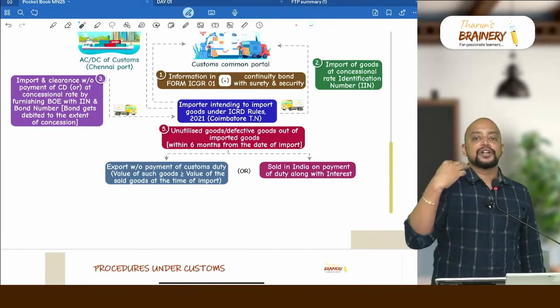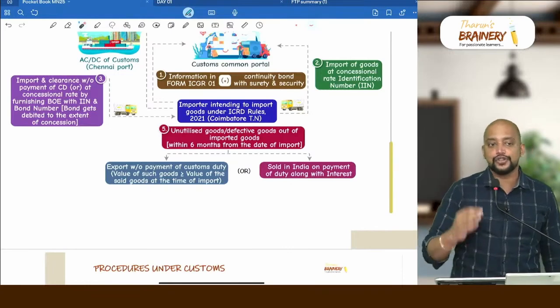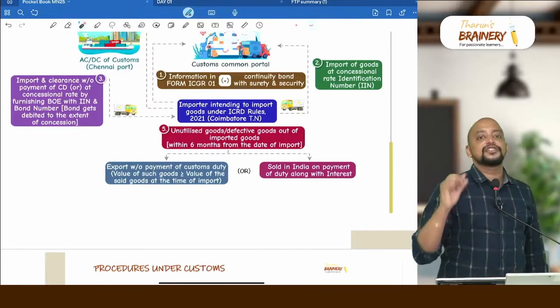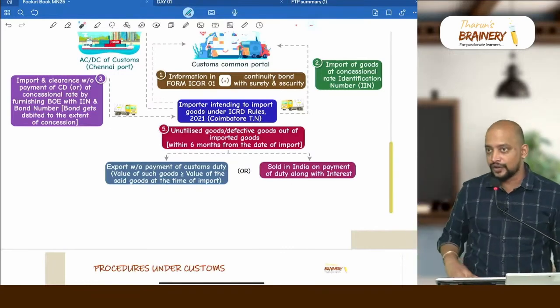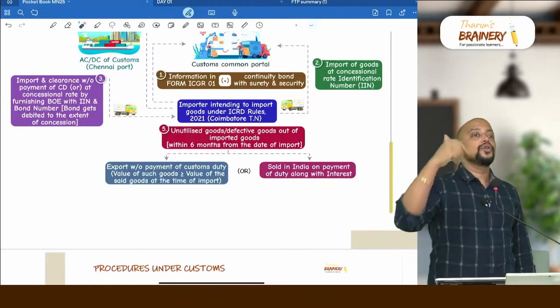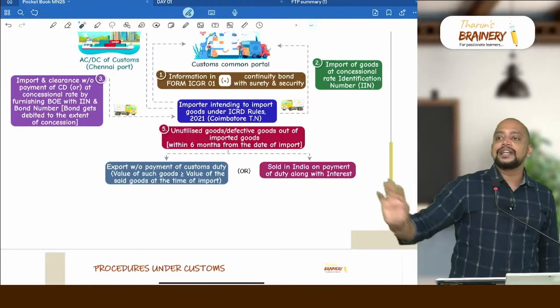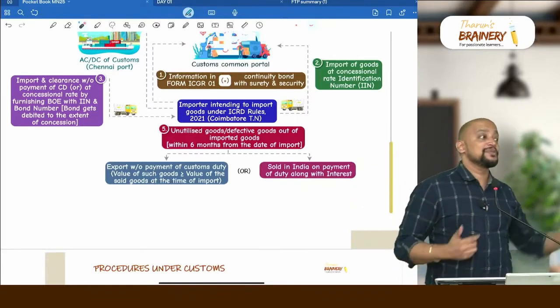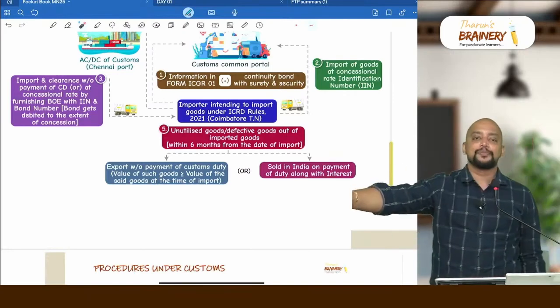Either it should be exported at the same rate or at a higher rate, but it should not be exported at a lower rate. Means there should not be any negative value addition. That is the meaning of that point. Next, otherwise, if you don't want to export it back, then you sell in India. And why you need to pay customs duty? Because initially you did not pay customs duty, so now you pay the customs duty.